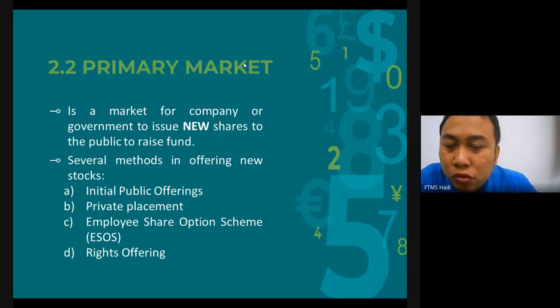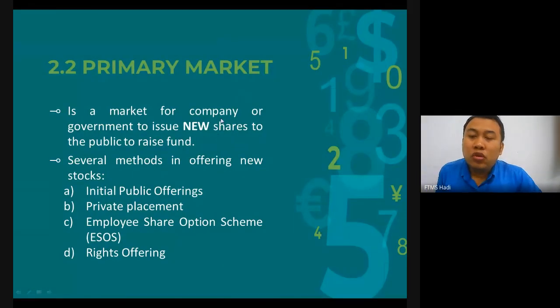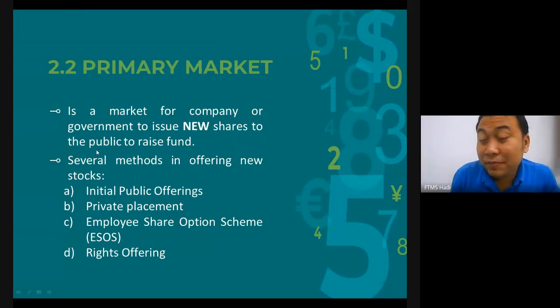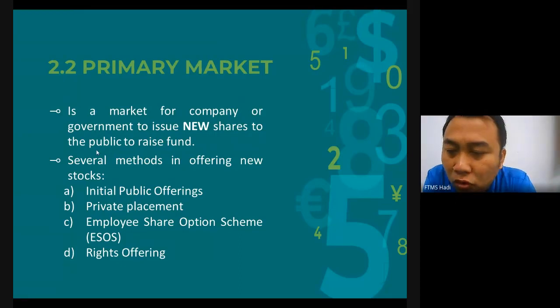Who will issue or sell the shares? The company or government, to the public, to raise funds. The public is us. So why is there a requirement for a company or government to sell their shares? Because they want to add some money. Previously, when the company is set up, at the beginning, they don't have money at all. So one of the ways they can add more money, or funding, is to encourage investors to invest into their company.